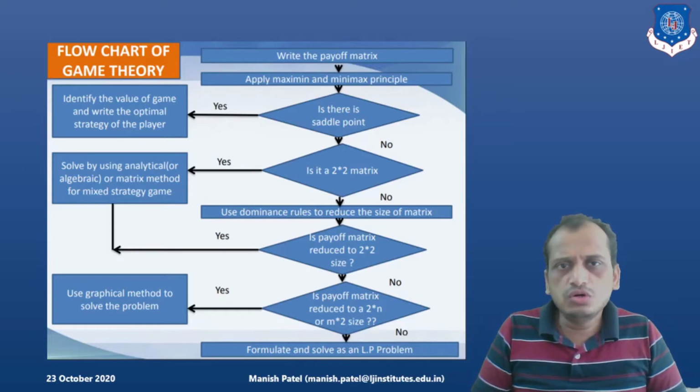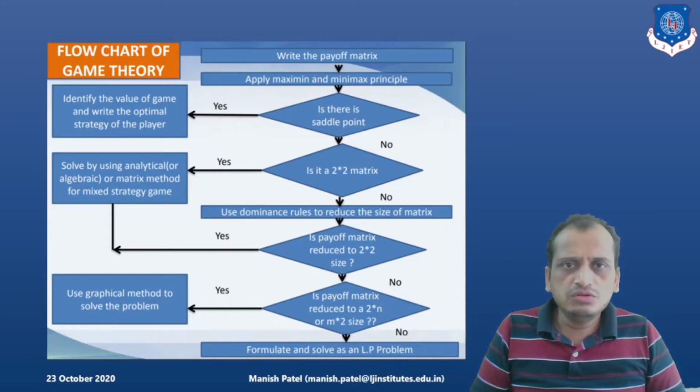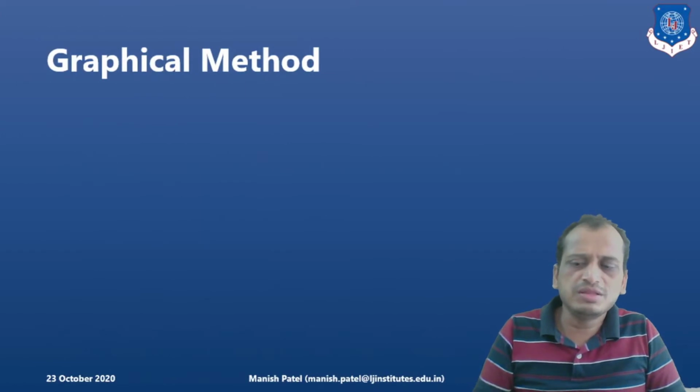But in case it is not 2 cross 2 matrix, you will try to reduce it with the help of dominance principle and then try to solve the game, or you find out the value of game with the help of Hartman's method or algebraic method. Finally, if even all these cases are not there, then look out for 2 cross n, 2 cross m or m cross 2 matrix. Then you can easily apply graphical method, which we will discuss in this lecture. If these scenarios do not apply, then go for the linear programming method, which is not in your syllabus. So let's start with the graphical method.